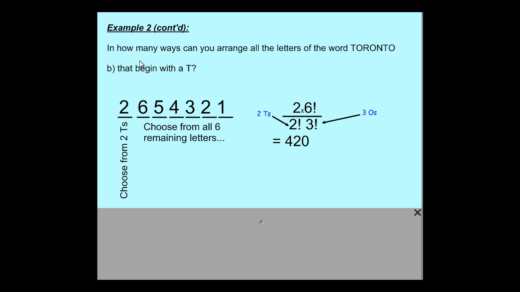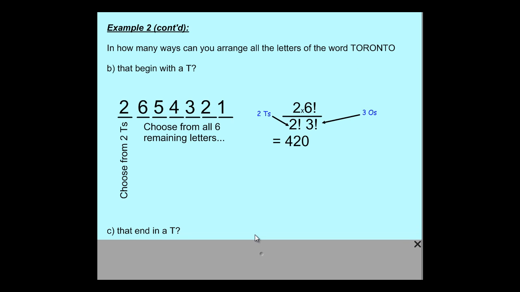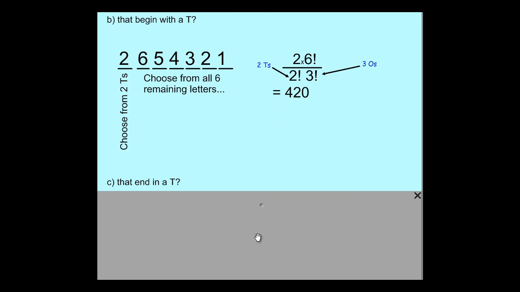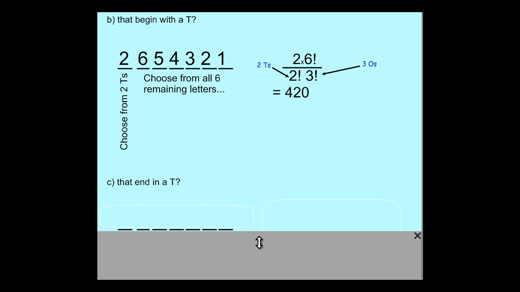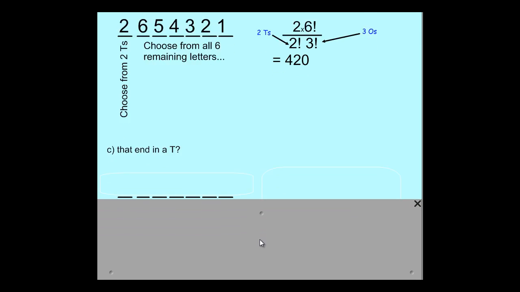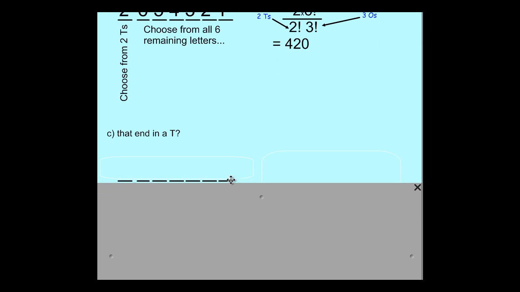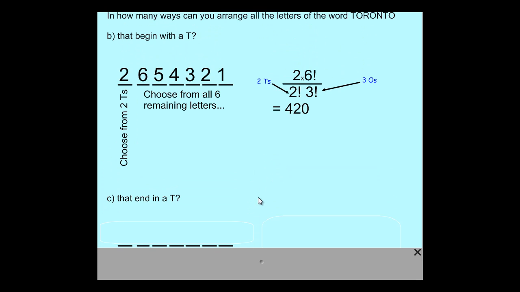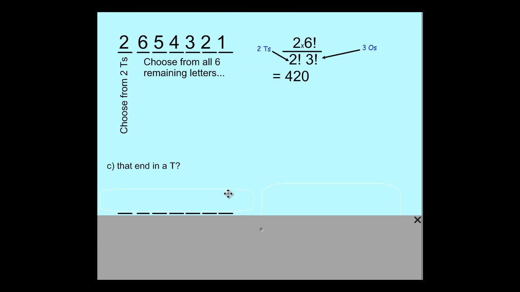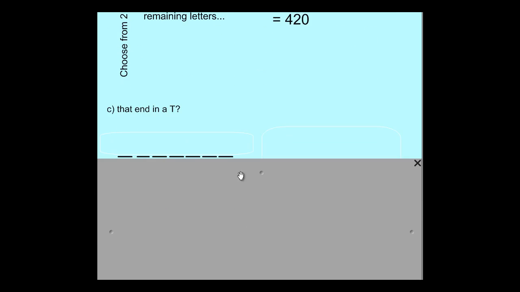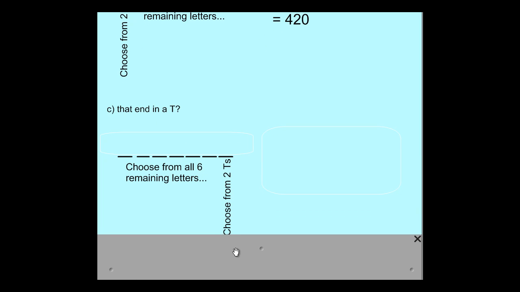Okay, part C now. How many ways can you arrange all letters of the word Toronto? It's got to end with a T. So it's the same kind of approach. There is a restriction. It has to end with a T. So I've got my stage letters, and I need to spell Toronto out with 7 stages. So the last stage has got to end with a T, and then I look back at Toronto, and remember there's 2 T's. This spot here, I can choose from 2 T's. And in fact, after doing that, there are no other restrictions.